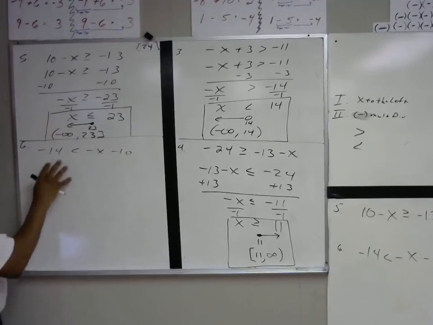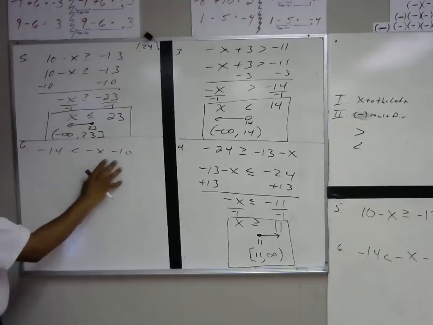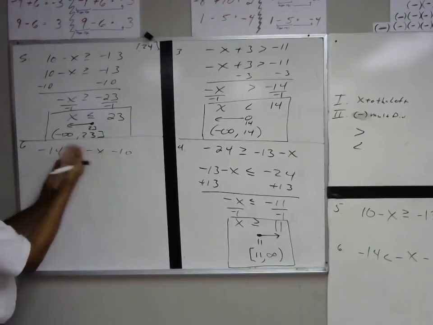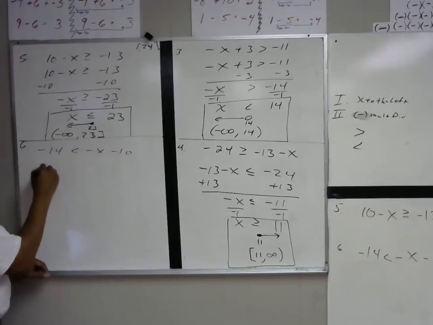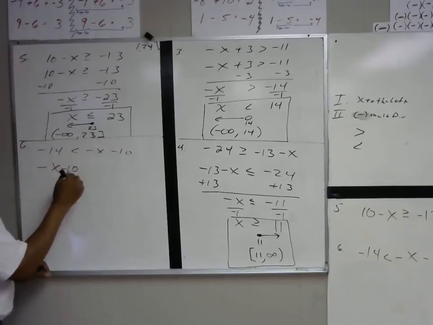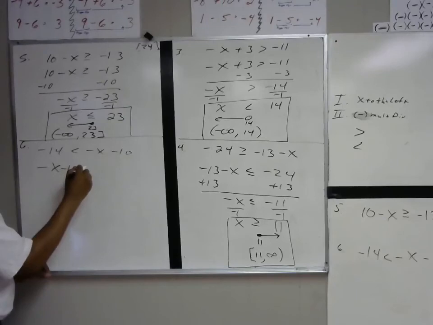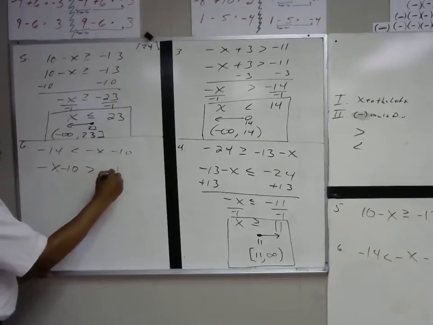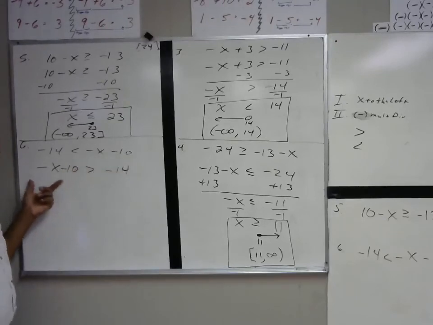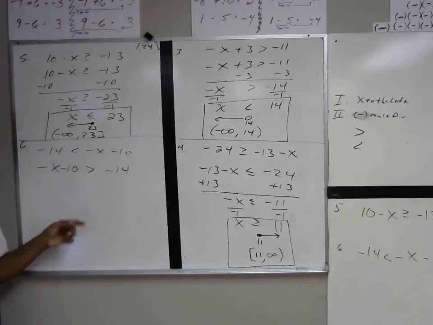Okay. Number 6. We see that x is on the right side, so we're going to fix that. We're going to flip everything over. So this becomes negative x minus 10. This sign switches to greater than, and then negative 14. Okay. Now that x is on the left side, I'll begin to solve. I'll start by adding 10 to both sides.